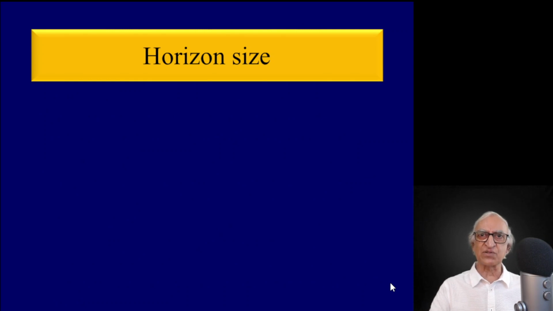Now, let us introduce the concept of the horizon size. Causal horizon size is the distance to which light can travel in the age of the universe at that time.